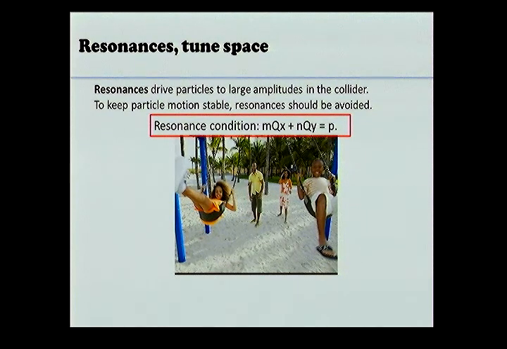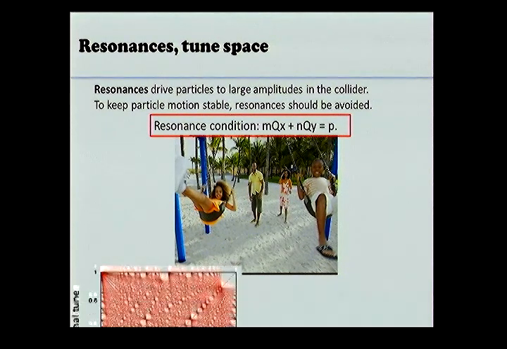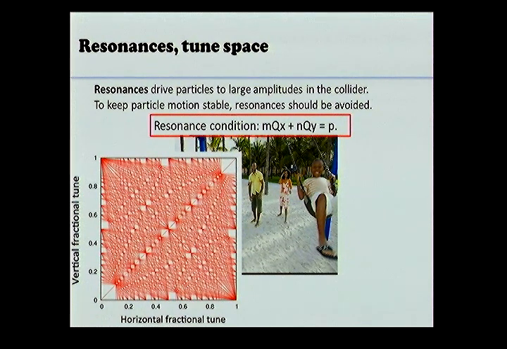To show the resonances, we'd better draw them in a two-dimensional diagram space. We call this a tune space. Here the horizontal axis is the horizontal fractional tune, and the vertical axis is the vertical fractional tune. Here I dropped the integer part. However, keep in mind that for stable particle motion, the tune can only have an integer part.